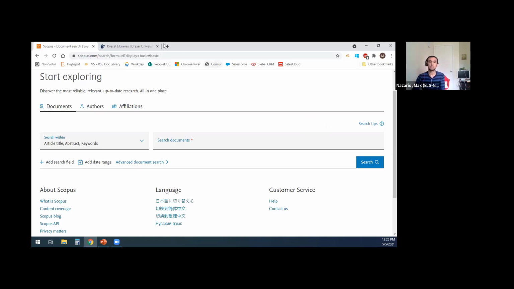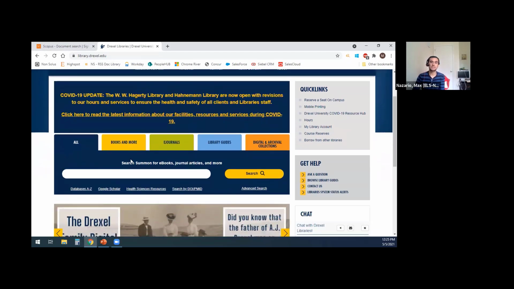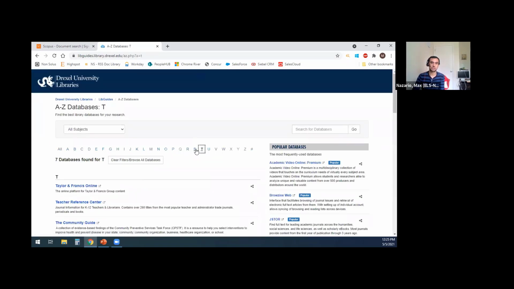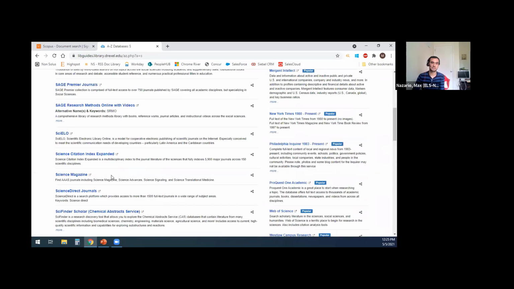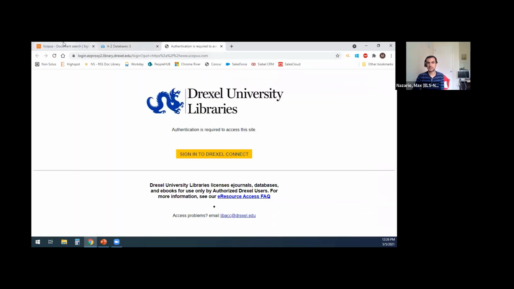So I will go over very briefly how to get into Scopus. You'll want to start from the Drexel Library website, library.drexel.edu. On this main page, the easiest way to get there is going to the databases A to Z. You can go over here to search for Scopus under S. Clicking this, you'll then be required to sign in to get access.